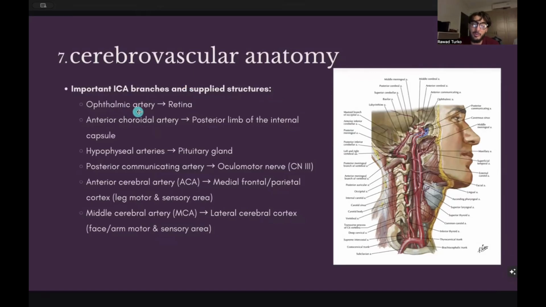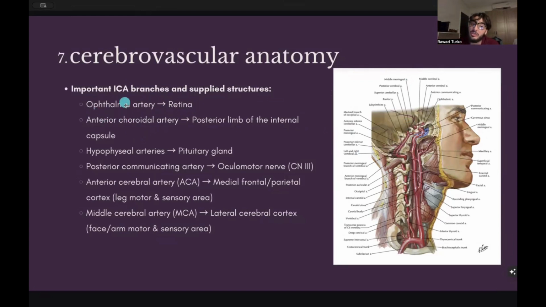So the ophthalmic artery, which is the first branch that the ICA gives off before it becomes the middle cerebral artery, supplies the retina and also all of the extraocular muscles. But the ophthalmic artery specifically is going to give off another artery, which is called the central retinal artery, which is going to supply the retina. Okay, and obviously that's very important because a lesion there would cause blindness, or at least transient blindness. We'll talk about that in a minute.